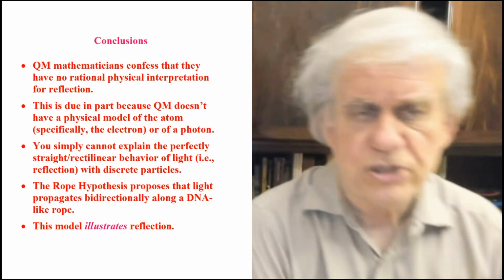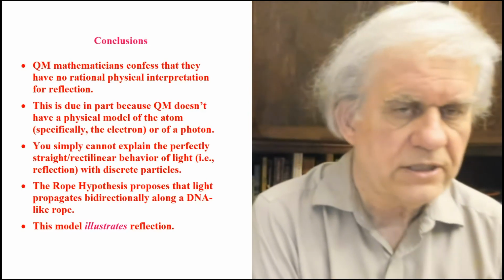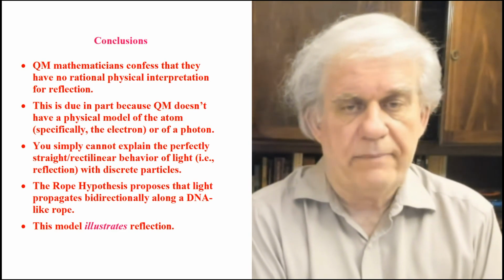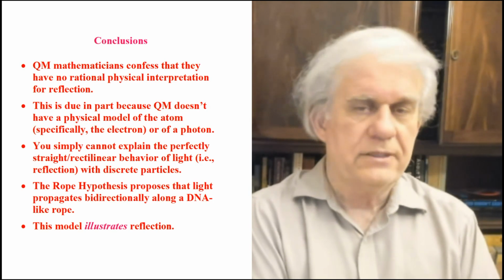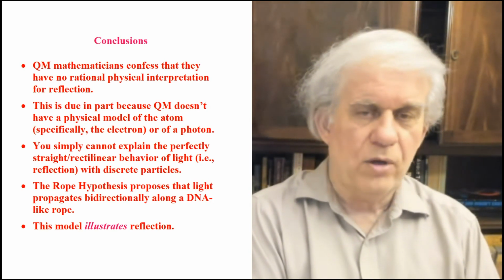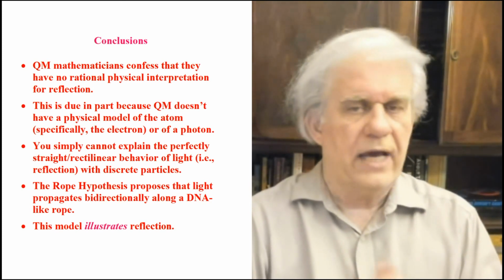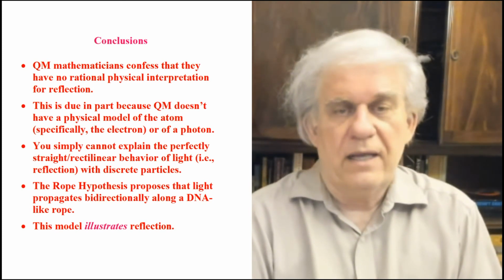Quantum mathematicians confess that they have no rational explanations or physical interpretations for reflection. Okay, Mr. Feynman was clear about that. The other two, Mr. O'Dowd and Mr. Lincoln, they do hocus pocus. They cannot explain it. They immediately move into descriptions, not into explanations, because they cannot explain it, especially with discrete particles.